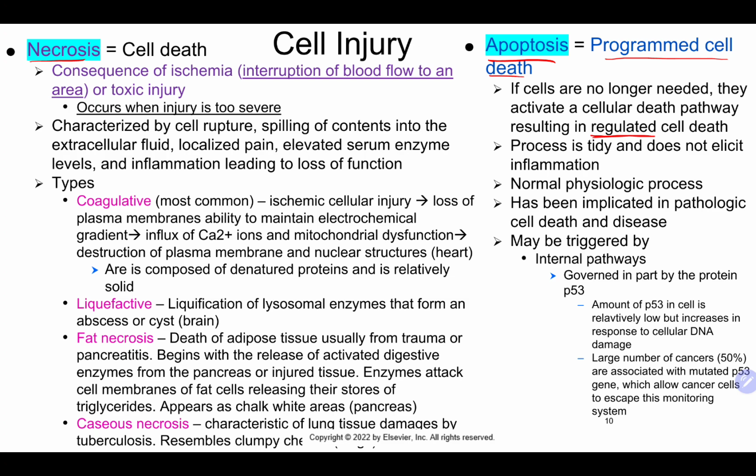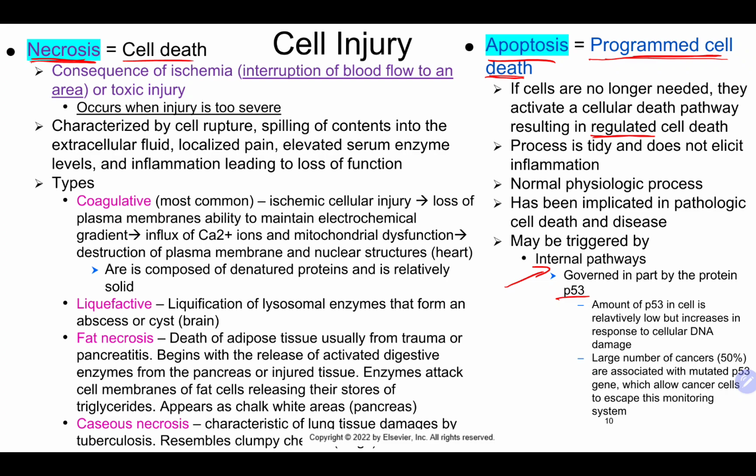Now, I do mention here that the intrinsic pathway is governed in part by P53. I won't go so much in depth with it, but it's that P53 that is basically like a checkpoint so cells won't continuously replicate. Again, apoptosis is programmed cell death.